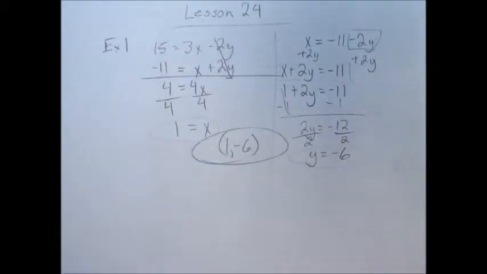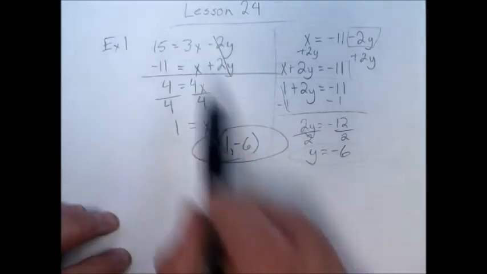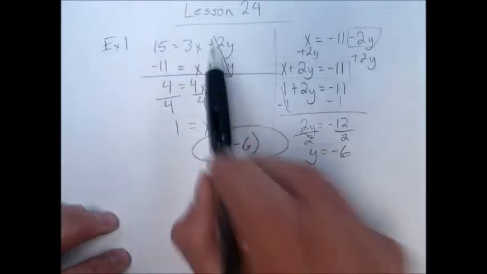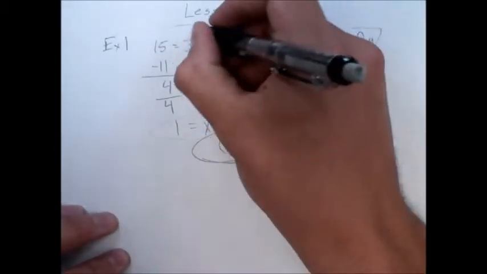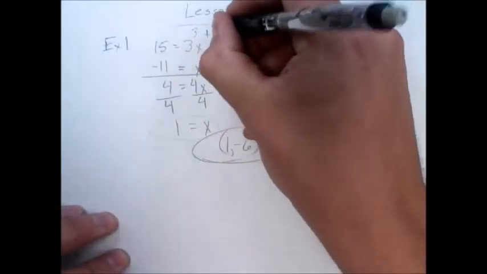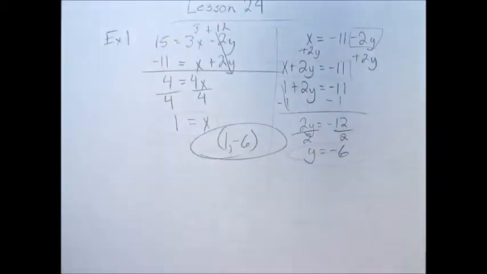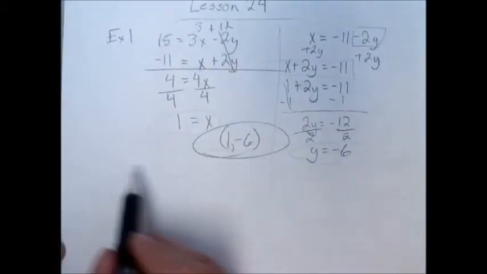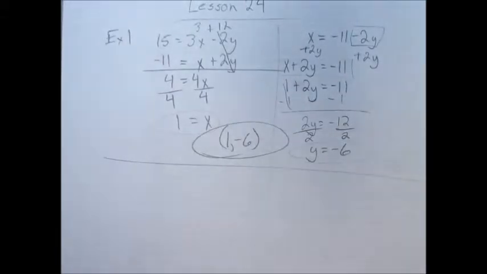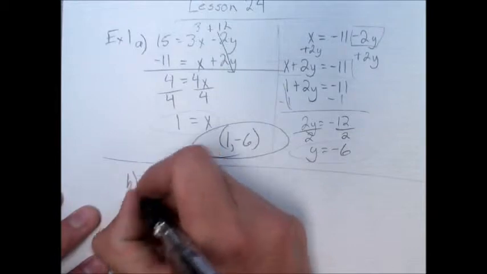Okay, just going over how to check this real quick. If you want to check it, you just take one of your original equations, you plug in your x, you plug in your y, and then you solve it. So 1 times 3 is 3, and then negative 2 times negative 6 is a positive 12, and then 3 plus 12 will give us 15. So if you want to check it really quick, you can type it in your calculator and double check it, just to make sure you did everything correctly. So that was part A. Let's move on to part B.